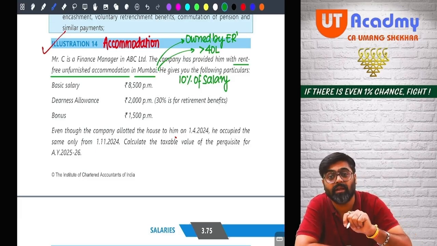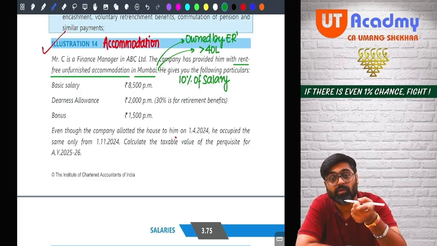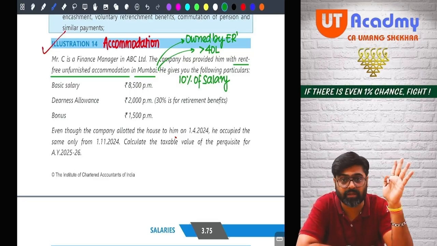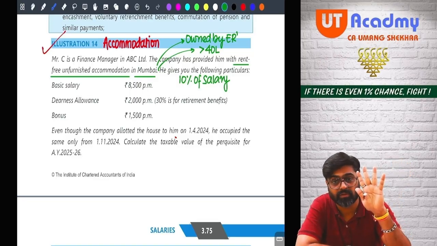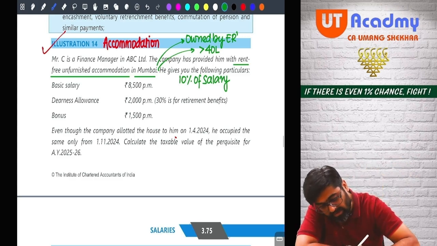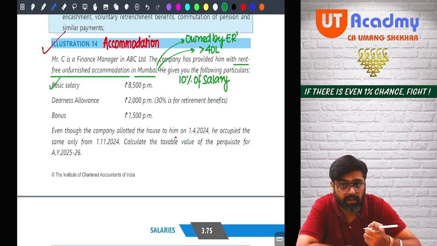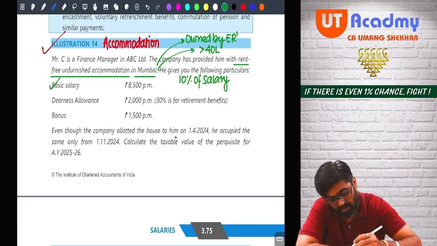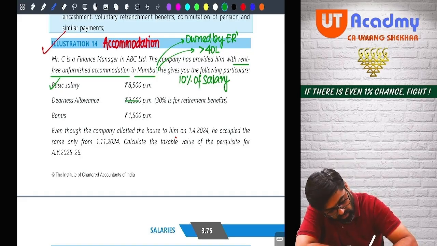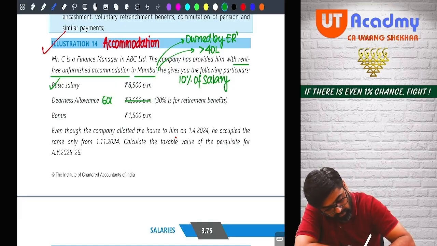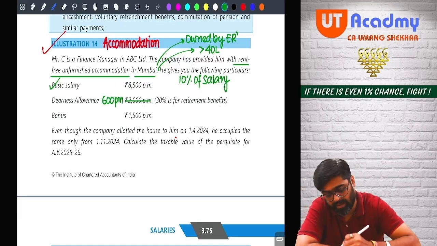I will have to take the salary which becomes due for the period for which the accommodation was occupied. And that salary will include everything except 5 things. Can I include basic salary? The answer is yes, I will include basic. Can I include DA? Yes, but I cannot include the entire DA. I will have to include only 30% DA because that is DA in terms. So I will include 2000. 30% of 2000 is 600 per month.